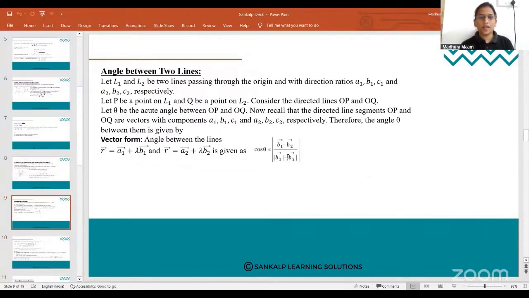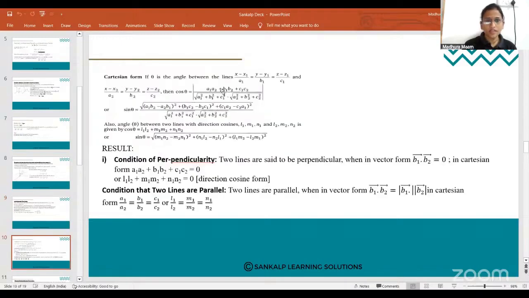The angle between two lines in the space in the vector form is the modulus of the dot product of vector b1 and b2 divided by magnitude of b1 into magnitude of b2, given that the equations of lines are provided. Also in the Cartesian form, it is again the modulus of a1 a2 plus b1 b2 plus c1 c2 divided by the respective magnitudes. These a1 b1 c1 being the direction ratios, also provided that the equations of lines are given. So these two results, I forgot to tell yesterday, but anyhow we have not done any questions on this.